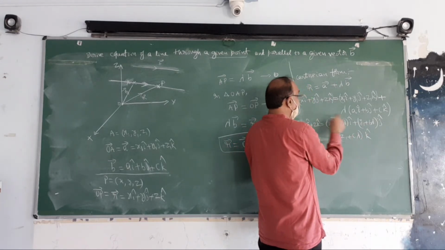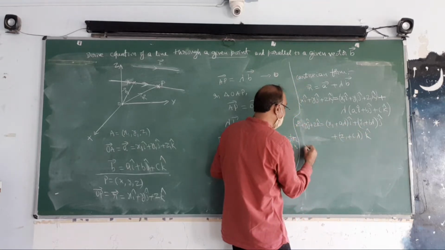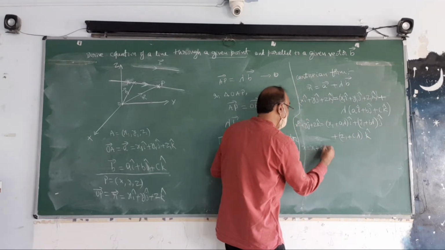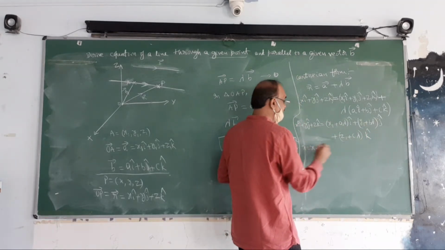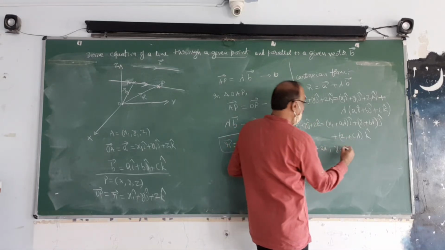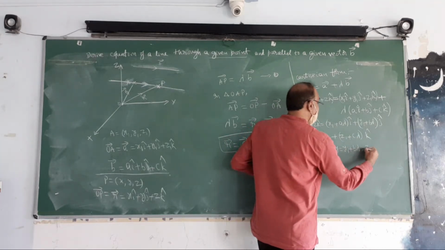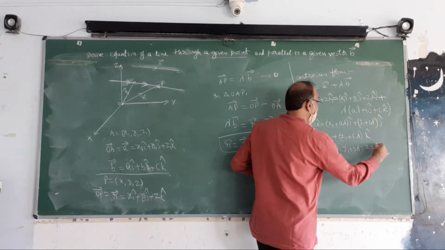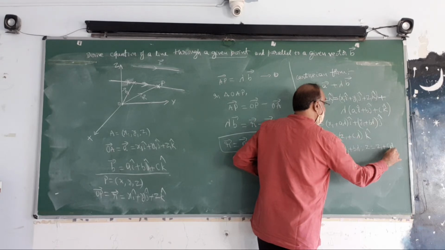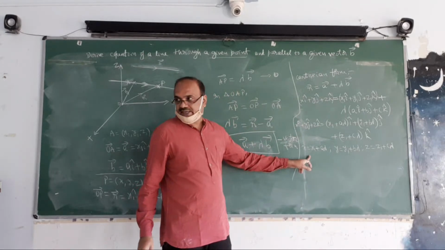These things are common: i, j, j, k. So its coefficients also must be equal. That is, x equals x1 plus a lambda. That is one equation. Then y is equal to y1 plus b lambda. Then z is equal to z1 plus c lambda. Can you write this please? Yes or no? Equality of two vectors.